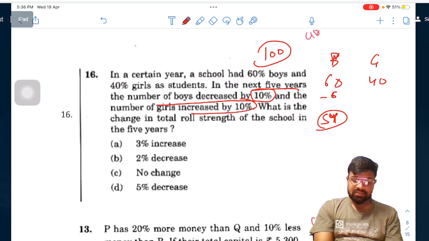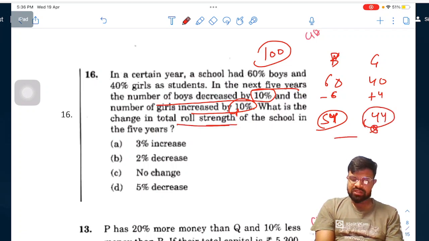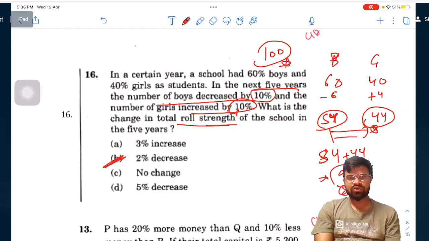And the girls increased by 10%. 10% of 40, that is plus 4, so they have become 44. So total strength now has become, earlier it was 100, now 54 plus 44, that is 98. So there is a 2% decrease.